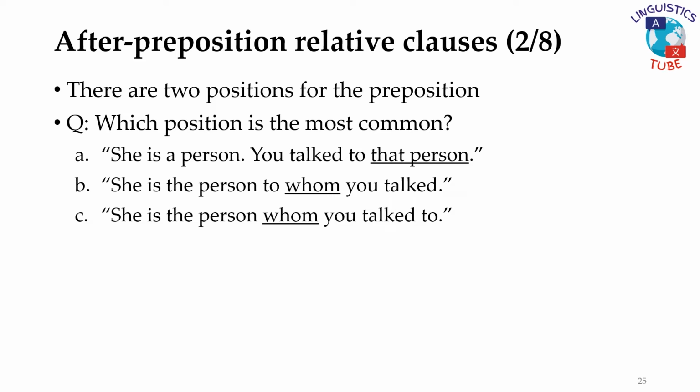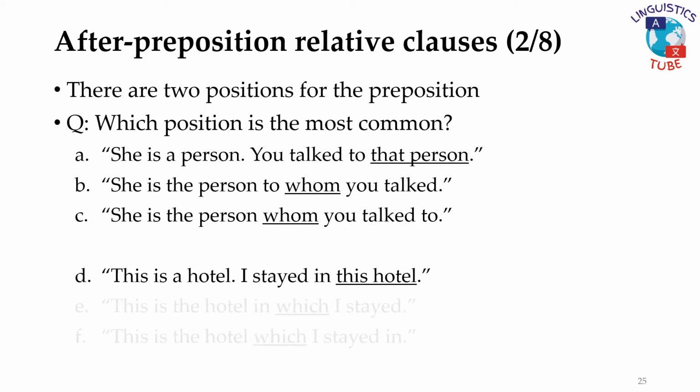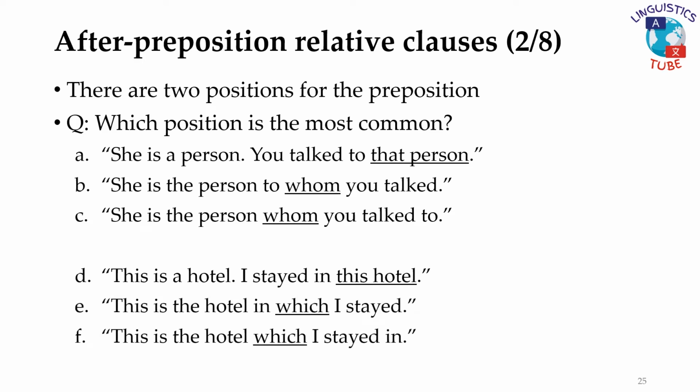Here is another example. This is a hotel. I stayed in this hotel. The prepositional phrase is in this hotel, and the noun phrase which will become the relative pronoun is this hotel. When converted into a main clause and relative clause, the two positions are this is the hotel in which I stayed, and this is the hotel which I stayed in. Which of these two positions, A and E, or C and F, are the most common?